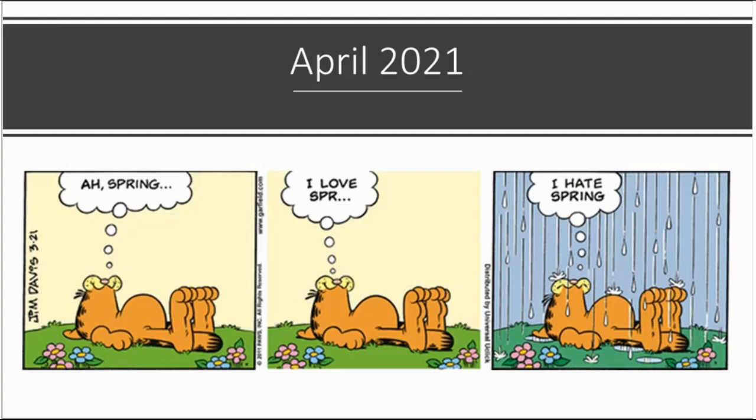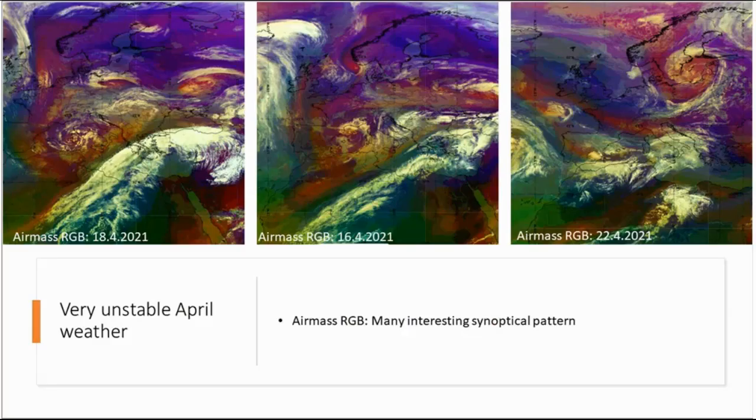Now I just want to give you a few examples of unstable conditions over Europe in this April. We have some examples of air mass RGBs during different days, with a very interesting synoptic pattern. On this image we have a cyclone in the Mediterranean. Here we have the upper level low, one very pronounced cyclone with a cold front.